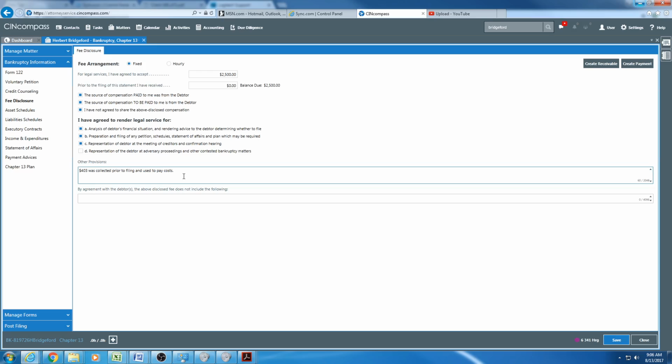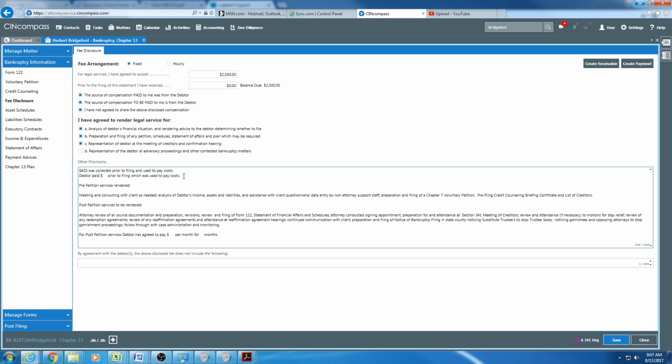In an ACH case, you also have to have this standard language. You'll find this language in a template in Sync or on your computer, and it explains to the court that the client paid us $368 prior to filing, which was used to pay costs. So we're going to put that in.